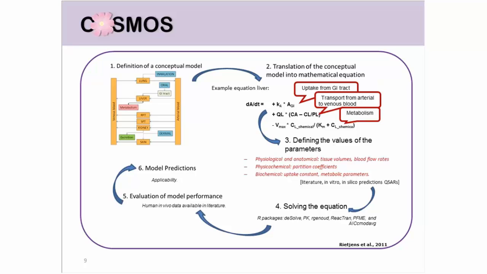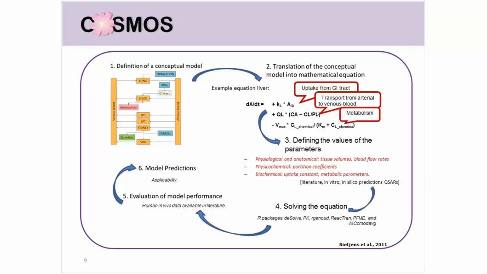After you have your conceptual model, you can translate it into mathematical equations. Here we have an example of the absorption in time of the chemical. This is given by the uptake from the GI tract and the transport through the arterial blood to the venous blood, minus, of course, the amount that is actually metabolized. All of these equations are defined by parameters, and these parameters can either be found in the literature, or you can measure them yourself in vitro, as well as look at in silico predictions with QSARs. These can be tissue volumes, blood flow rates, partition coefficients, uptake constants, and metabolic parameters.